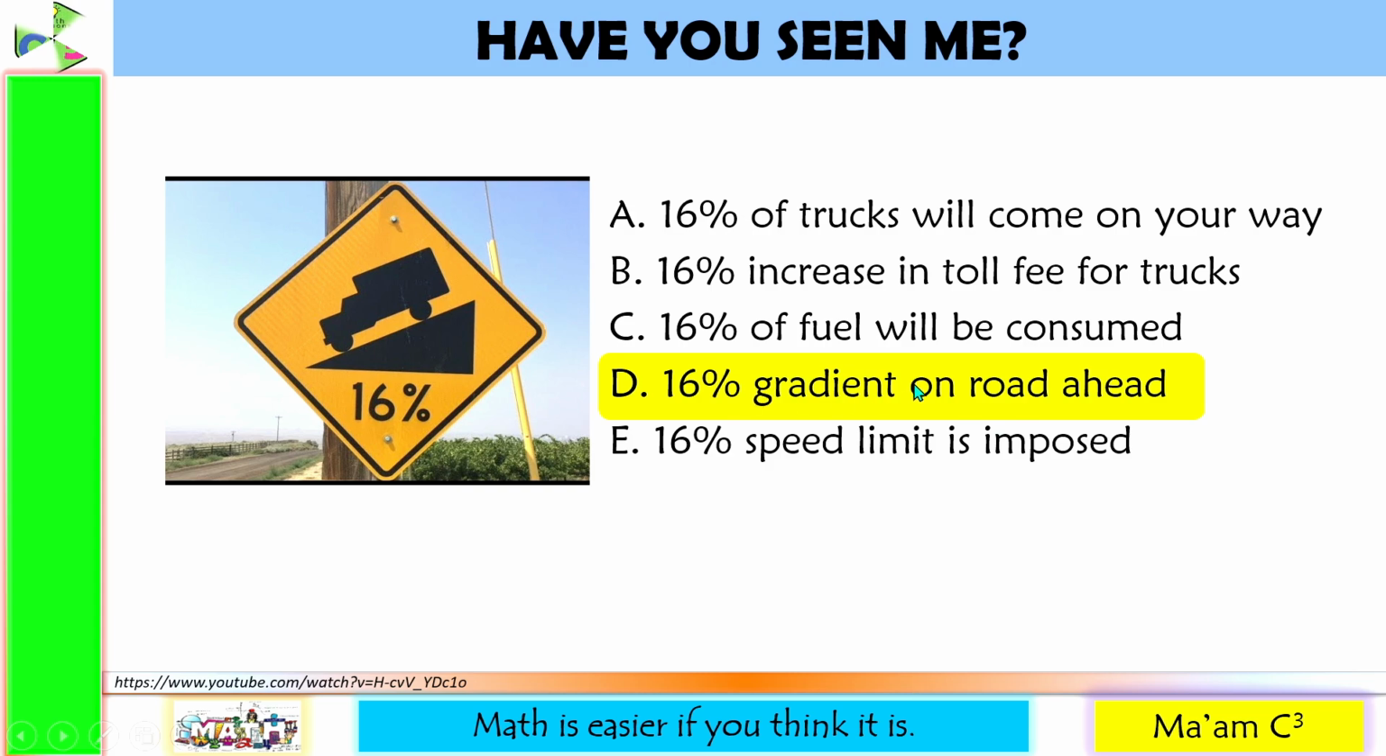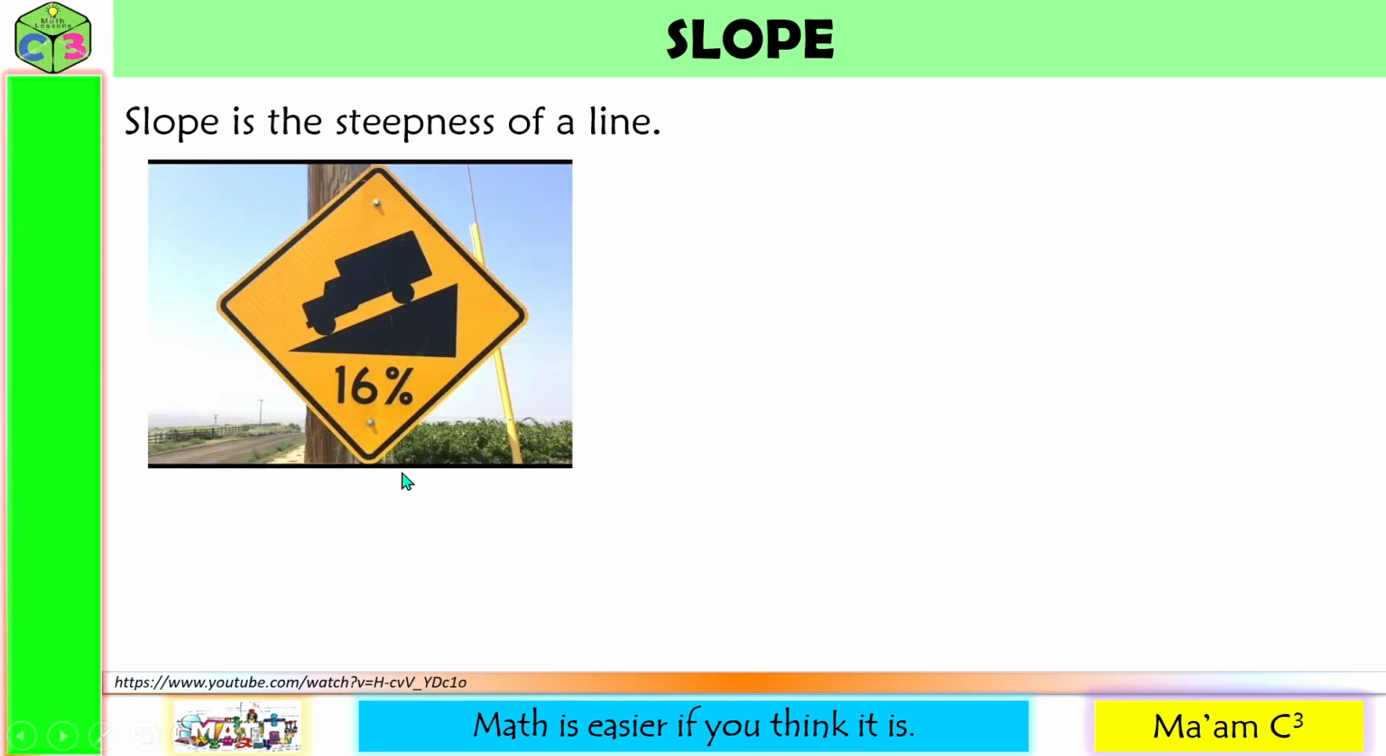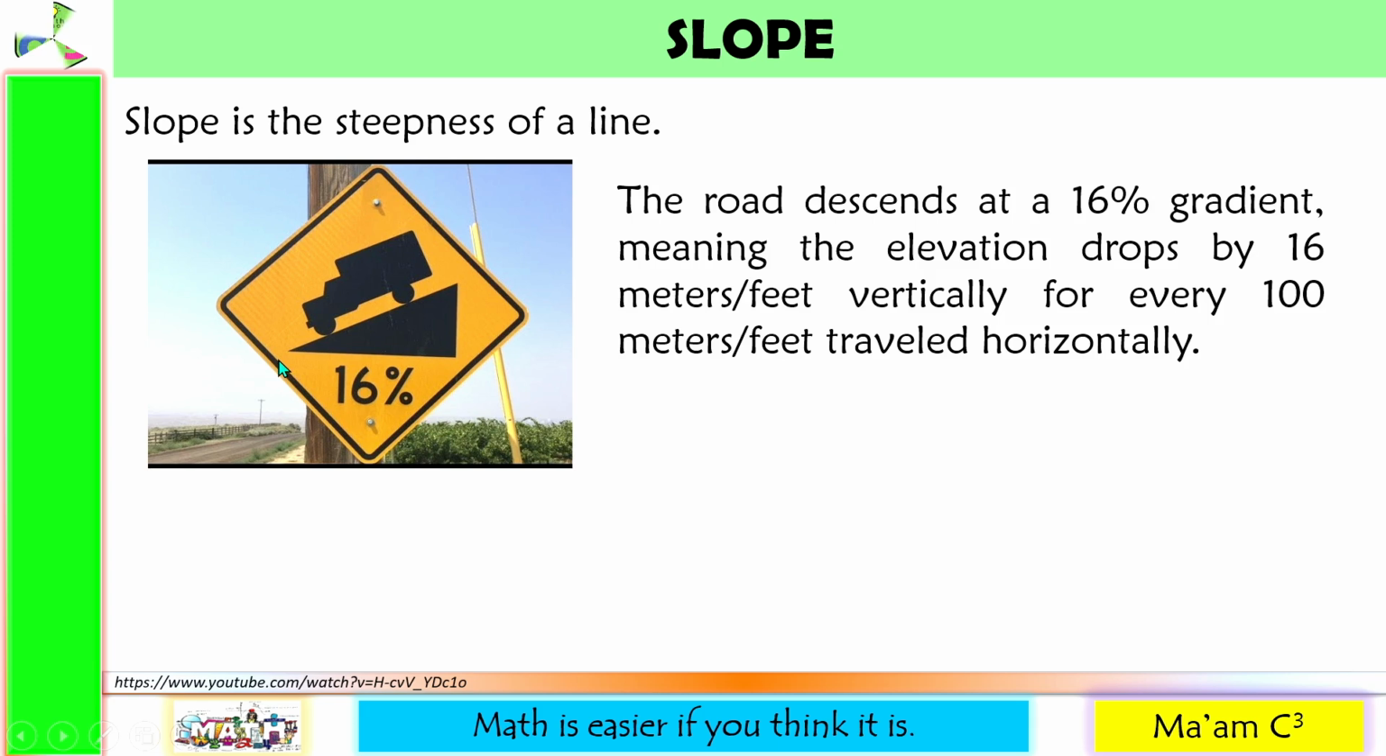So what is gradient? Gradient refers to the slope or incline of a surface. Slope is the steepness of a line. Let us recall our sign on the road earlier. This means that the road descends at 16% gradient, meaning the elevation drops by 16 meters or feet vertically for every 100 meters or feet horizontally. Let's create an FBD for this. So the vertical change is 16% of the horizontal change.